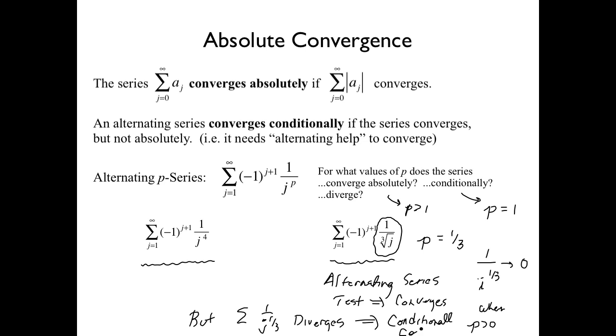Did I lose you? That's right. So conditionally would be P greater than 0 and less than or equal to 1. That's right. Yep. So all the way to 1, and then any positive value less than 1, it's going to converge conditionally.